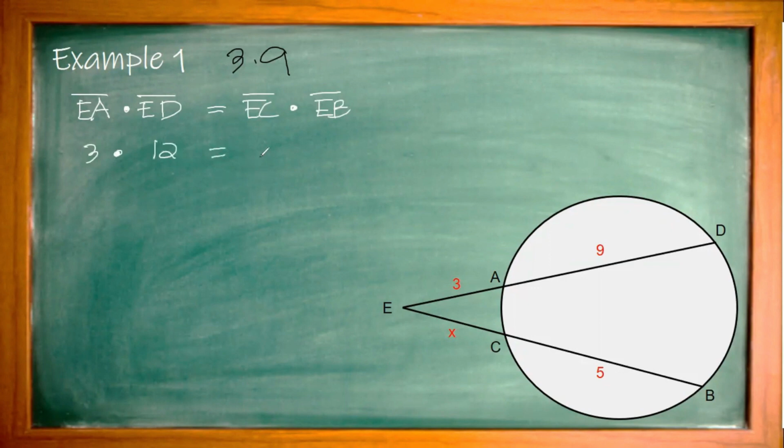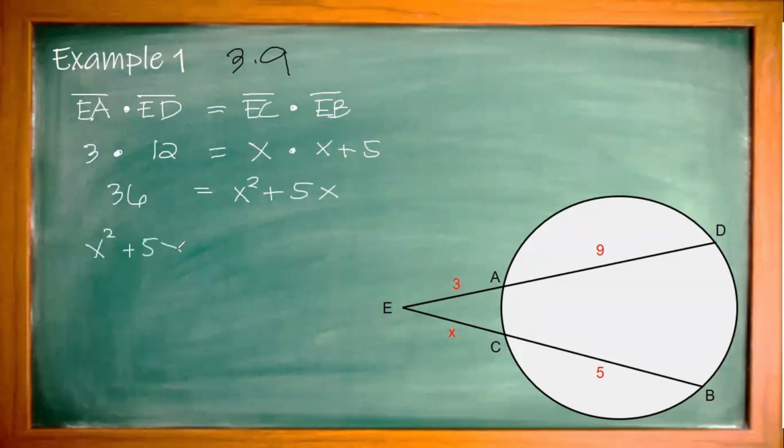Then we proceed to EC. EC is x. Then for EB, if we add, we have x plus 5. Then let us combine. So we have 36 equivalent to, distributing, x times x and x times 5, which results in x squared plus 5x. Then make it in standard form: x squared plus 5x minus 36 equals 0.